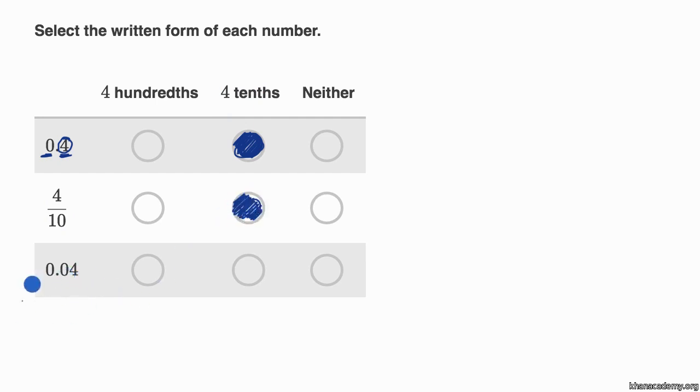Now what's going on over here? We have no ones. We have no tenths. But we have 400ths. I said it again. It's too much fun. So we have 400ths. So that's this column. So we would fill that one in. And we're done.